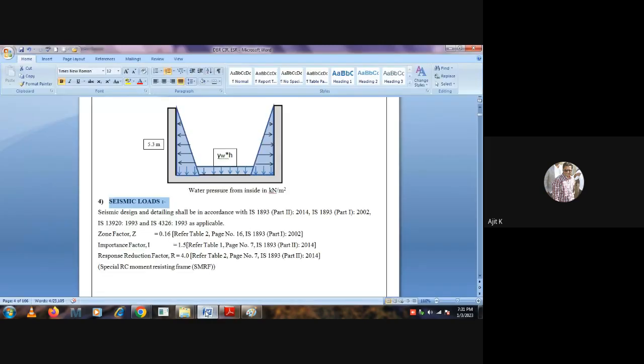Thank you, sir. Now we will start with the seismic loads. So seismic design and detailing shall be in accordance with IS 1893. For this location, we are considering zone factor Z as 0.16, importance factor I equal to 1.5, response reduction factor R equal to 4. Now I will go one by one. So what is this Z?